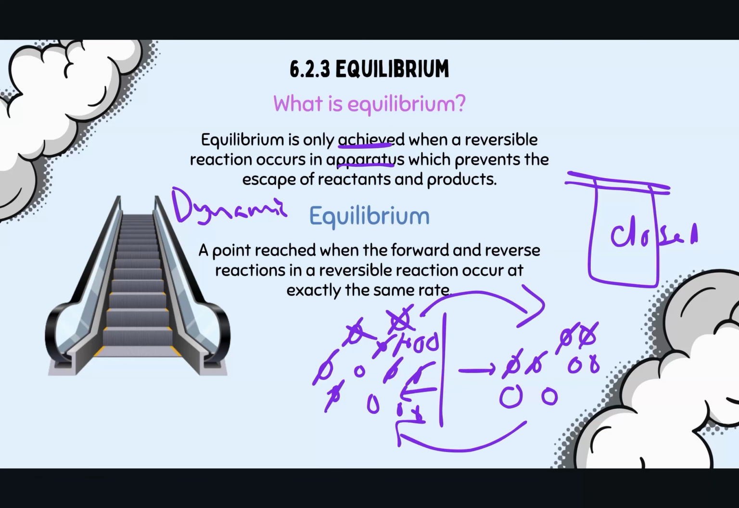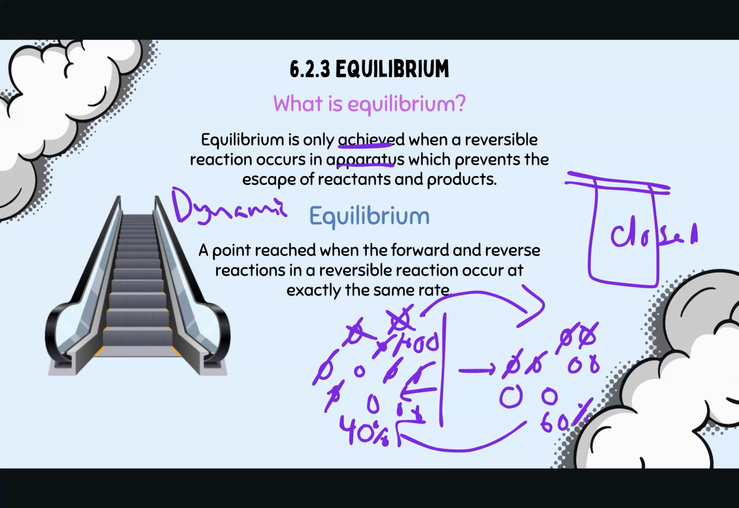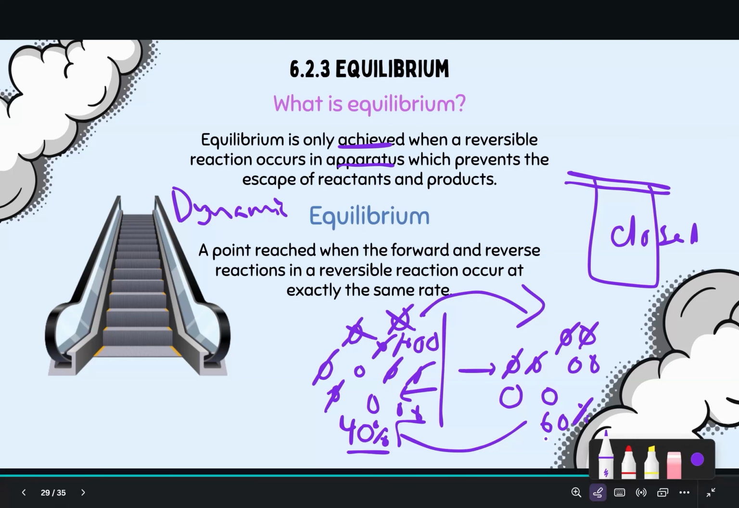We have reached a point where whatever we've got, so let's say we've got 40% reactant and 60% product, when you reach equilibrium, because the rate of reaction forward and back is the same, we don't increase in reactant, we don't increase in product. That's the maximum product we're going to make.